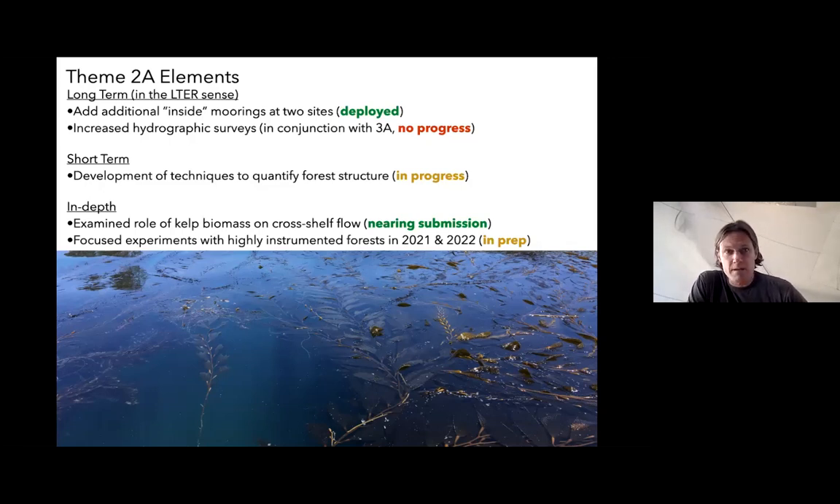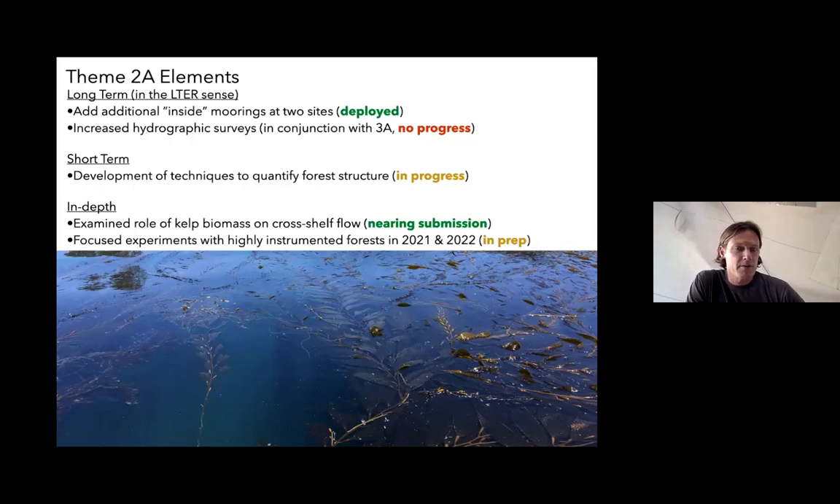Our short-term elements are to develop techniques to quantify forest structure, and some of that is in progress. Some in-depth work that we've been doing, as I'll go in and show you shortly, is that we've examined the role of kelp biomass on cross-shore flows. This is some work that I hope is nearing being ready to be submitted soon.